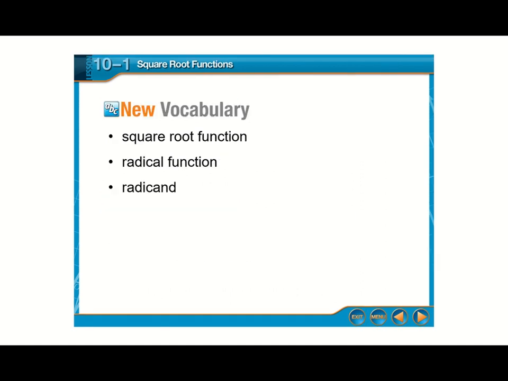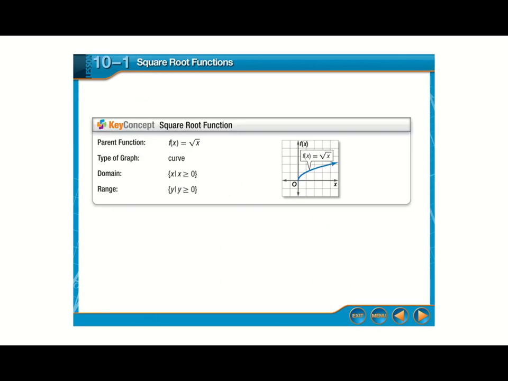A square root is the same thing as a radical with an index of 2, but the parent function just looks like that. A radical function could be a square root or a cube root or anything with a radical, but we're only doing square root functions. The radicand is the number inside the radical. This is just a picture of the parent function. You'll see that the domain and the range are both greater than or equal to 0.